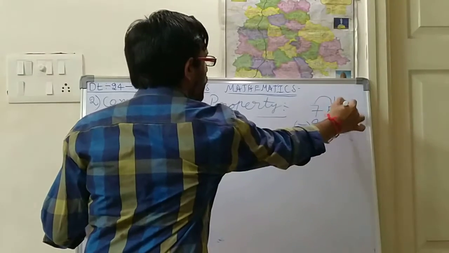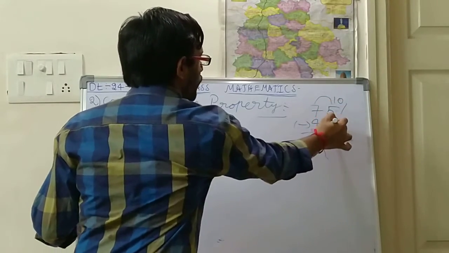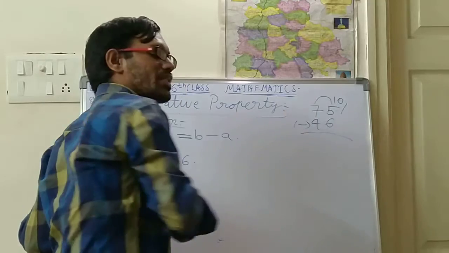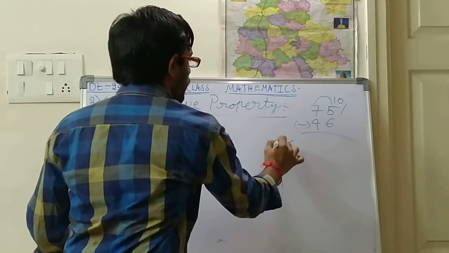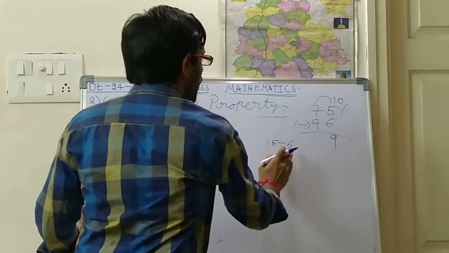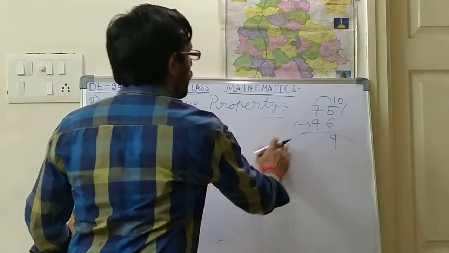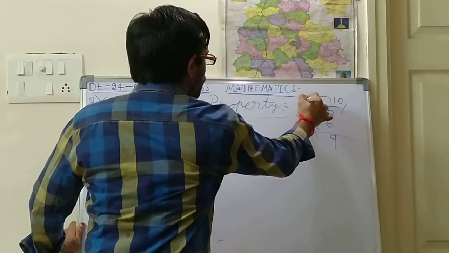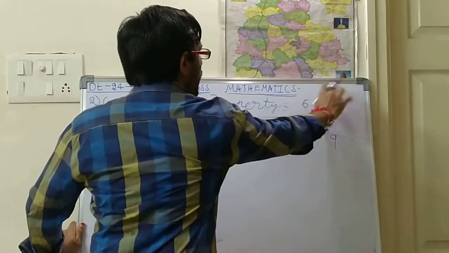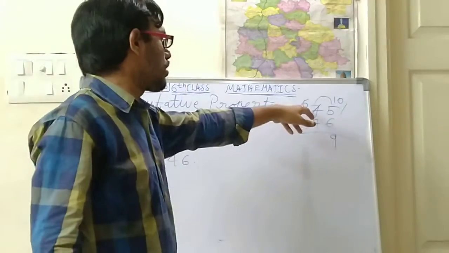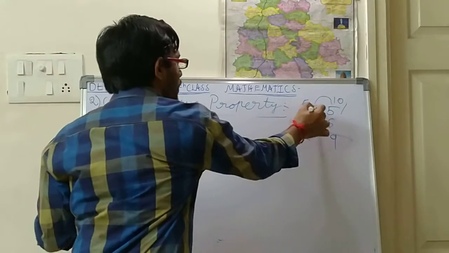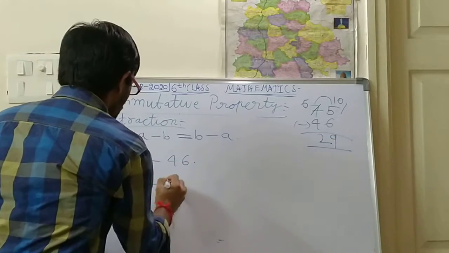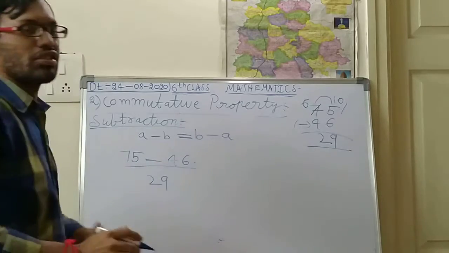10 plus 5 is 15. 15 minus 6 is 9. Next you reduce one from the tens place, because I have given 10 to the ones place. That means 7 becomes 6. Now 6 minus 4 is 2. So what is the result? 29. We got 75 minus 46 as 29.